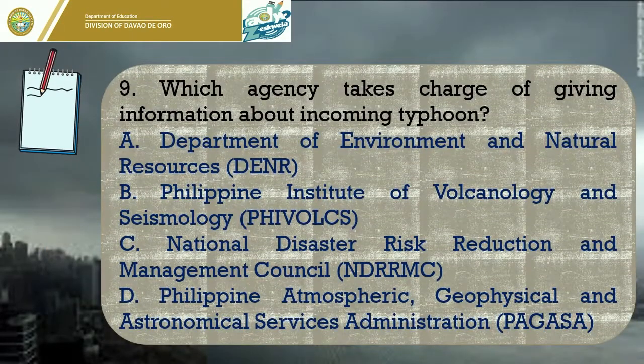Question number 9. Which agency takes charge of giving information about incoming typhoon? A. Department of Environment and Natural Resources or DENR. B. Philippine Institute of Volcanology and Seismology or PHIVOLCS. C. National Disaster Risk Reduction and Management Council or NDRRMC. D. Philippine Atmospheric, Geophysical, and Astronomical Services Administration or PAGASA.